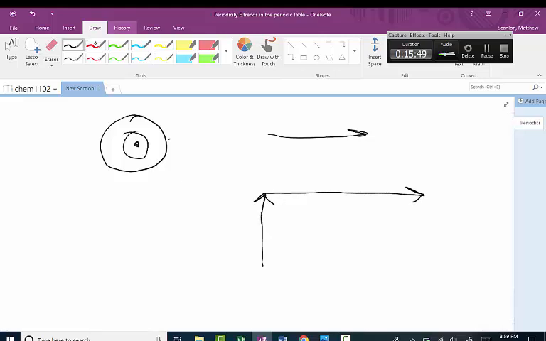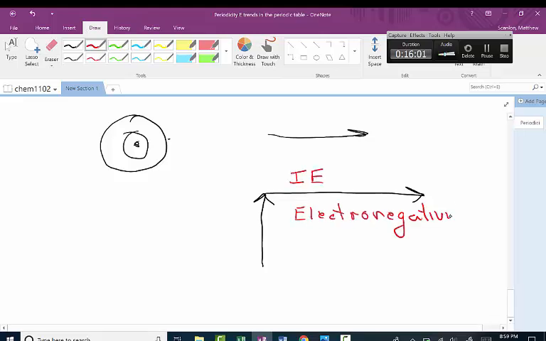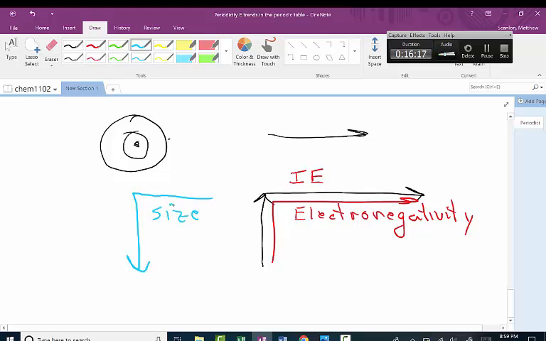So ionization energy and electronegativity increase as you go up and over. Size does the opposite. Size increases as you go to the left and down. That's what you have to know and what you have to understand. On the exam, I'll ask things like multiple choice, which is more electronegative, which has a higher ionization energy.